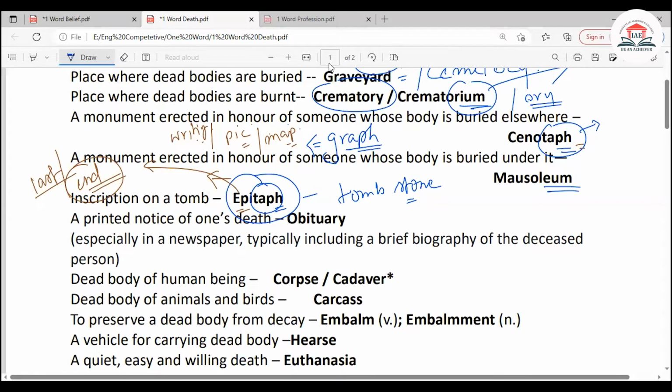Next is obituary. It's a very simple word, obituary. I'll explain it to you. A printed notice of one's death is called obituary. See, in papers, in newspapers, in our news daily, in some magazines, we often find something that is very neatly framed, and a picture is given of a dead person who has demised, whose soul has left us.